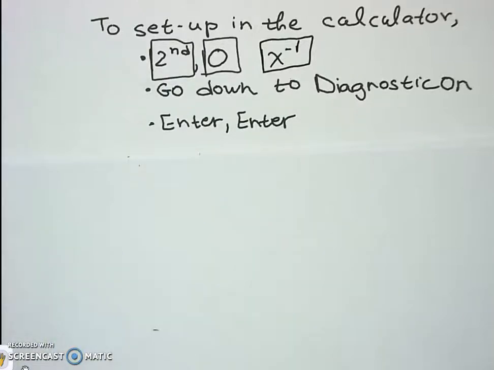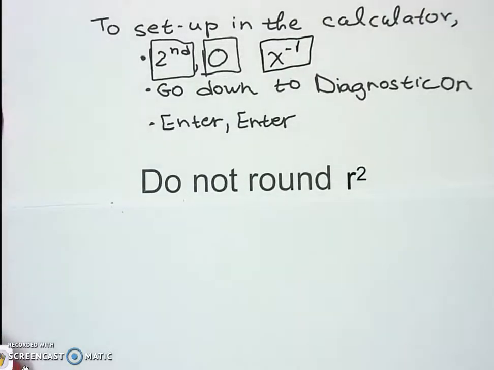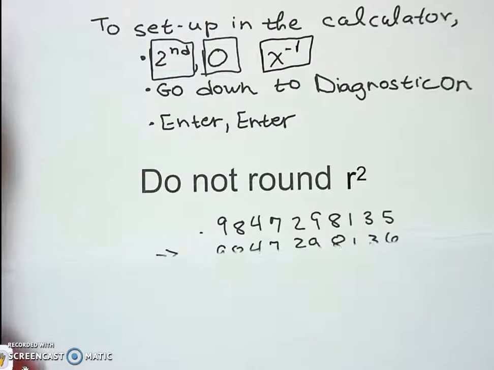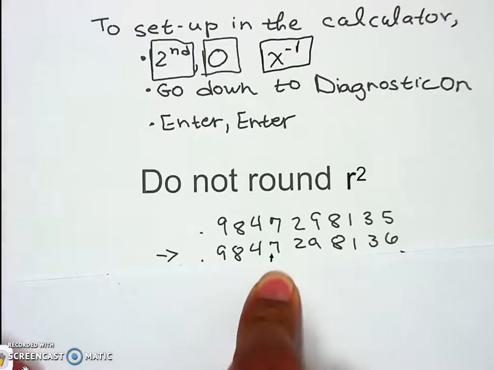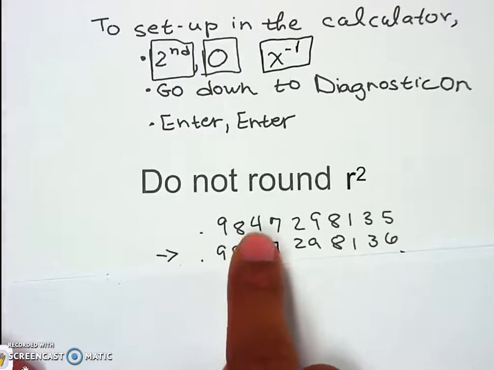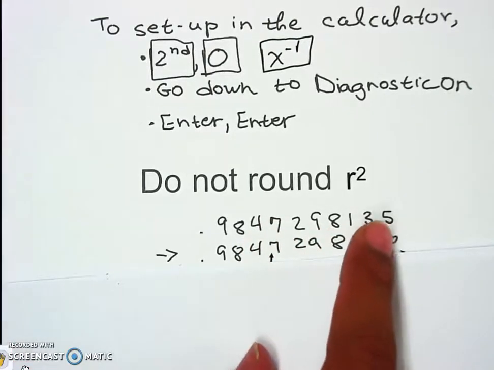Now, when it comes to our coefficient of determination, do not round that number. So r squared, don't round it. You need to keep that number written out as long as it goes. Because sometimes you might get something that looks like this. You might get these two numbers. Don't worry about the arrow yet. I'll talk about that arrow in a few seconds. Let's say your r squared is 0.984729813 for your quadratic regression.